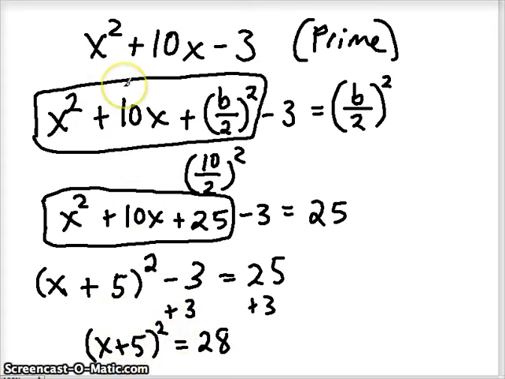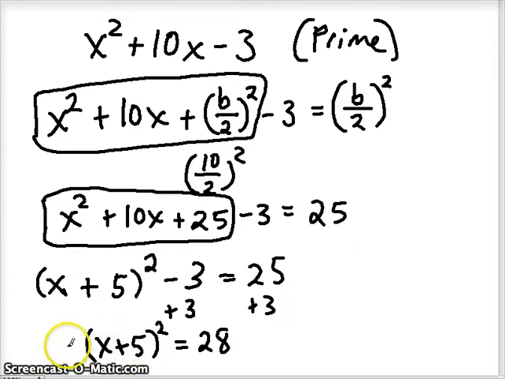So we did two things here. One, we turned this prime into something we could factor. And second, we turned this power of 2, this square right here, into a power of 1. And those two things are really what's required to solve for x.